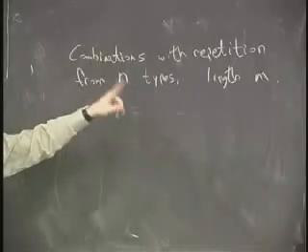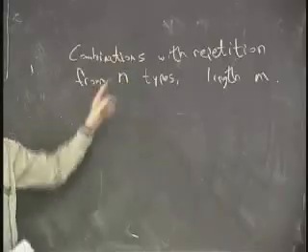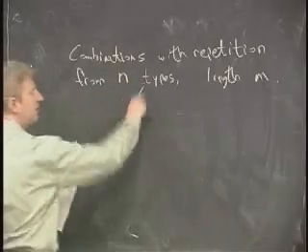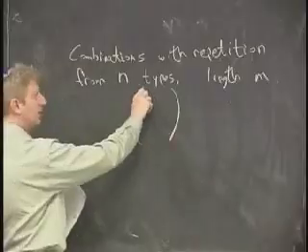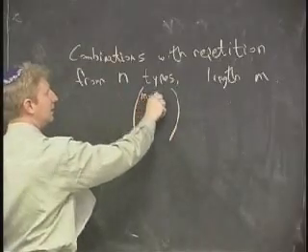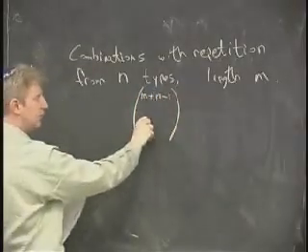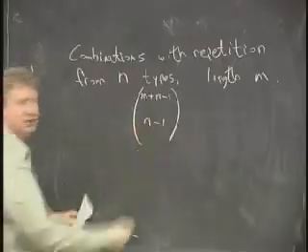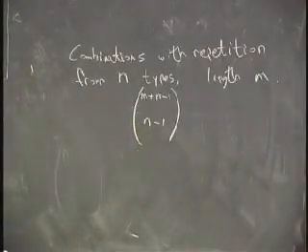You're choosing M things from N. You have N different types. This is going to be the same as M plus N minus 1, choose N minus 1. That's what we just did right now.